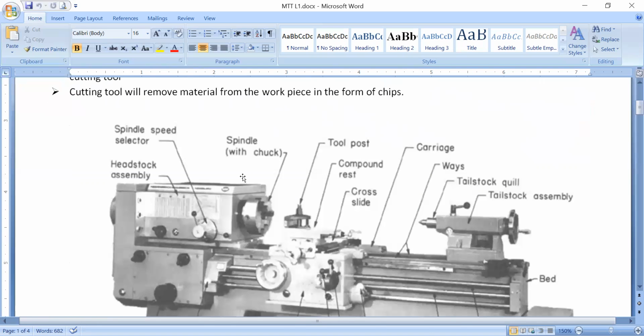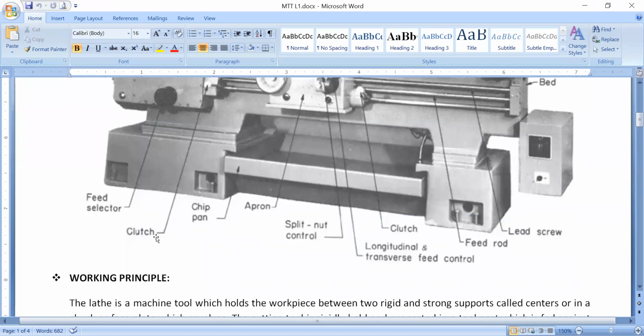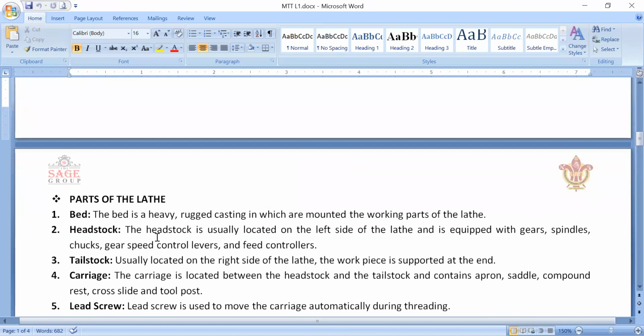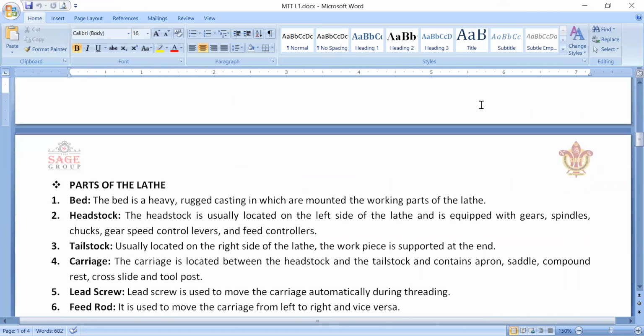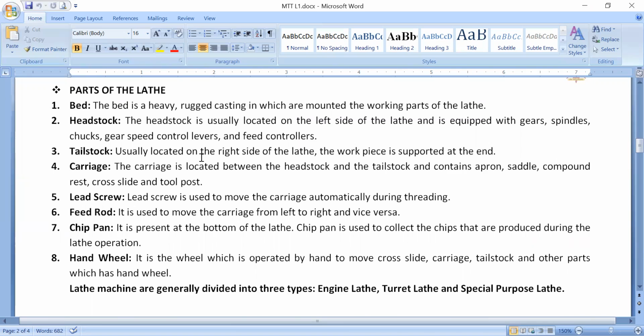As you can see in the diagram, this is the headstock on the left side of the machine, having the spindle, chuck, head assembly, feed selector, clutches, and all the power assemblies attached. Now the tailstock is usually located on the right side of the lathe, as you can see in the diagram. The workpiece is supported at the end. If the workpiece is very long, one side can be attached to the chuck and the other side to the tailstock.